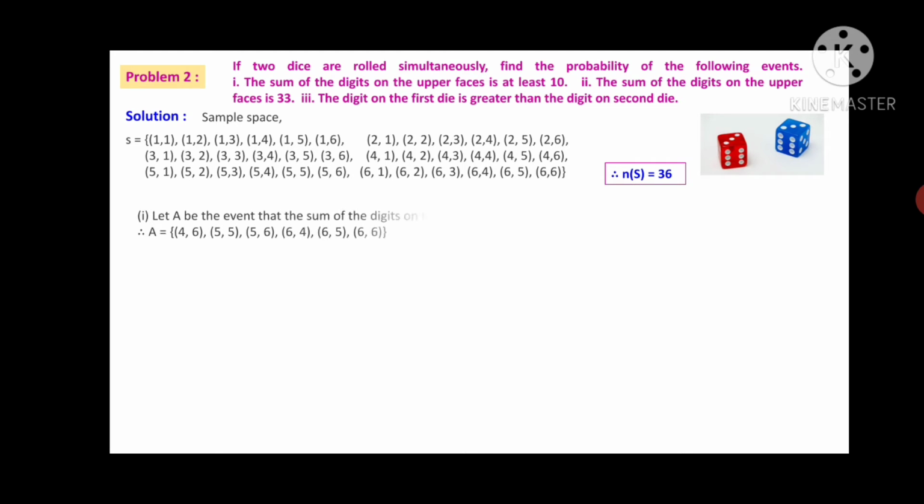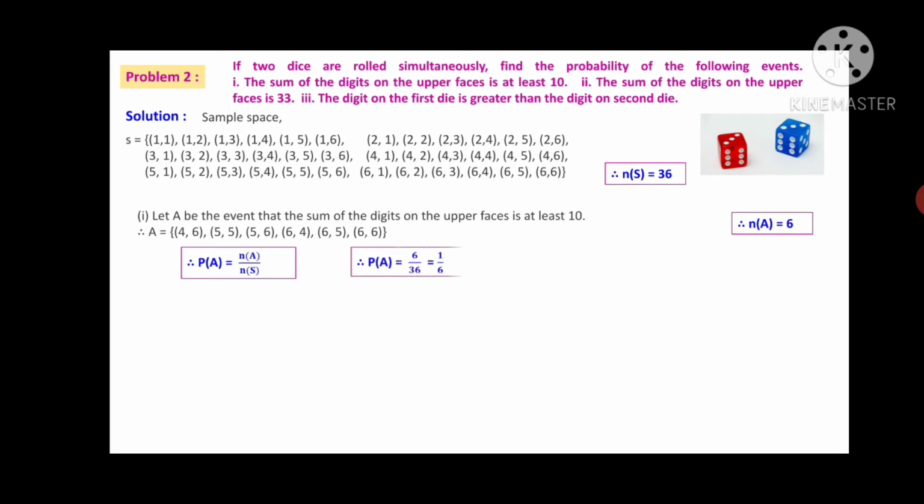So for the first event, let A be the event that the sum of the digits on the upper faces is at least 10. Means A is equal to 4 6, 5 5, 5 6, 6 4, 6 5 and 6 6. Therefore N of A is equal to 6. Now the probability of A, P of A, is equal to N of A upon N of S. Substituting the values, P of A is equal to 6 upon 36. After simplification, P of A is equal to 1 upon 6.